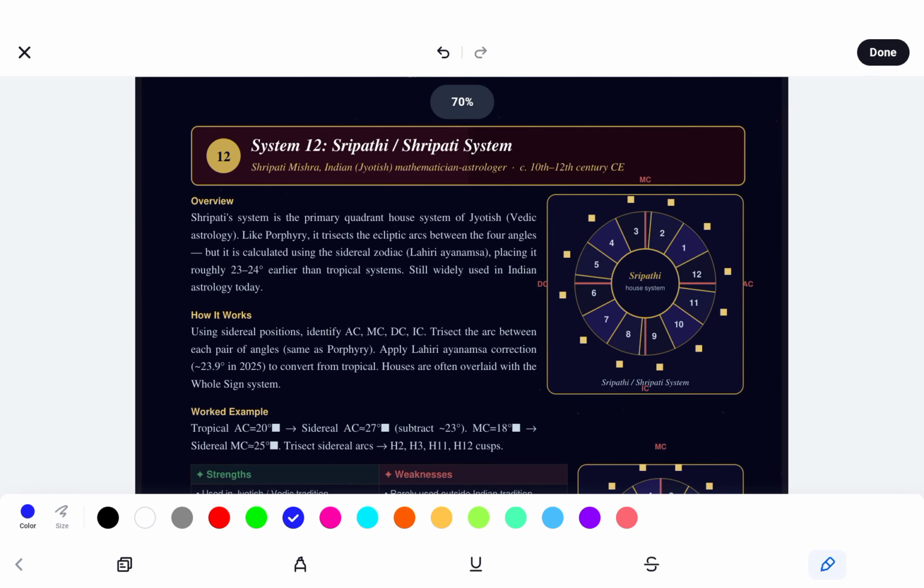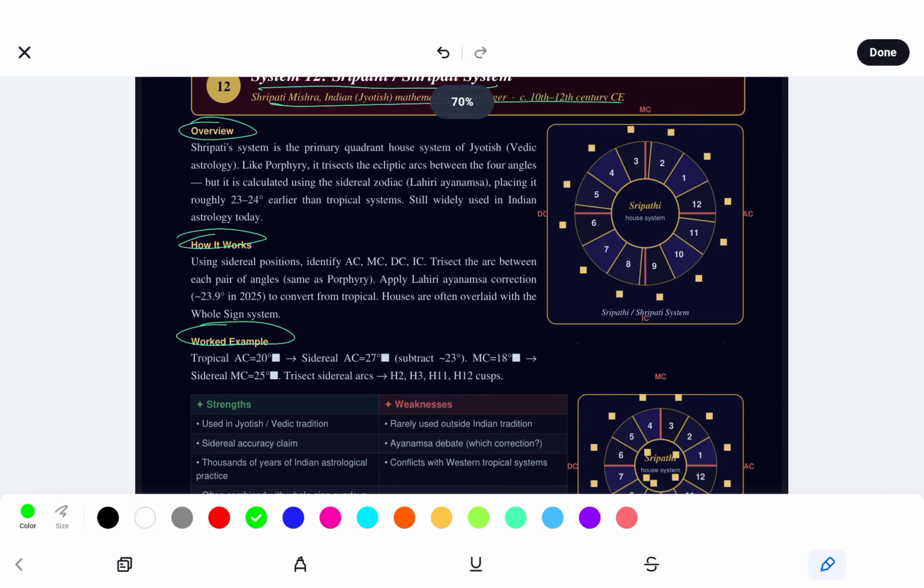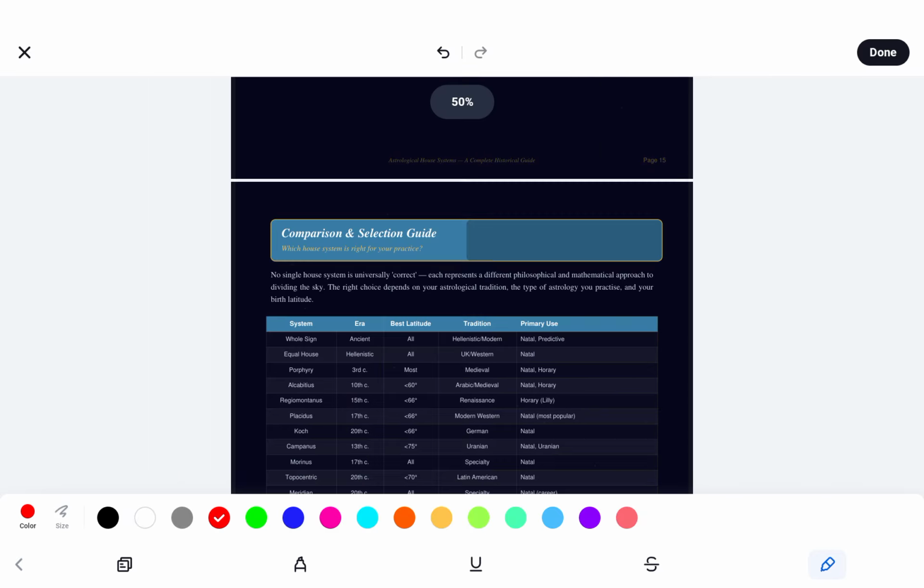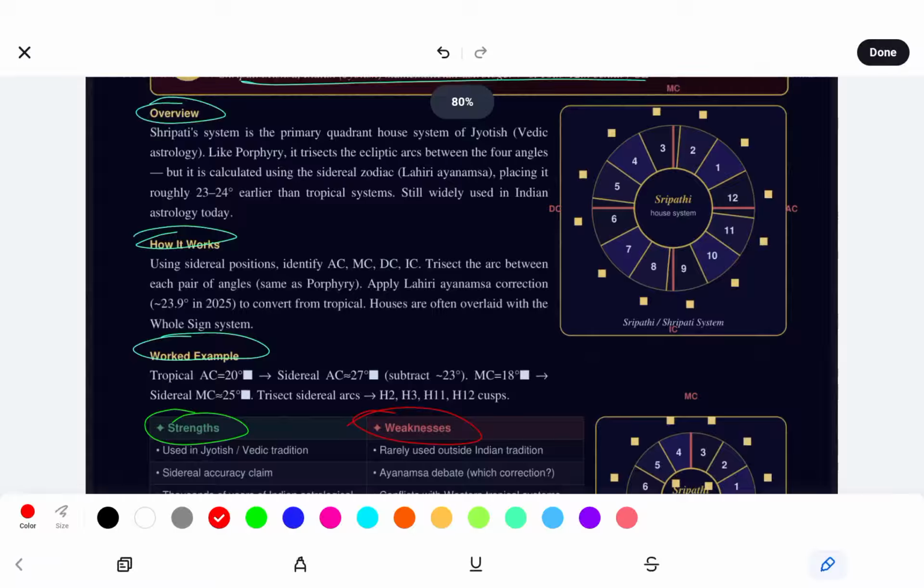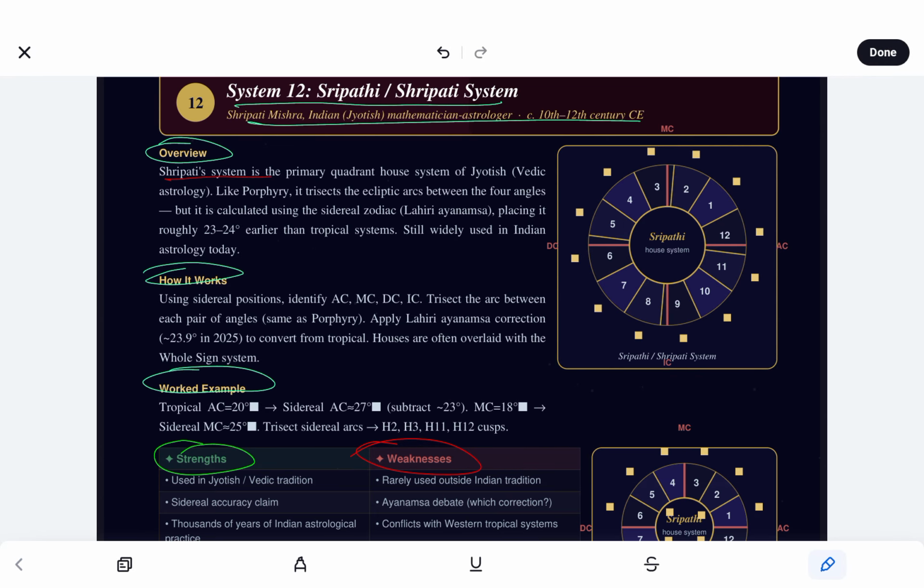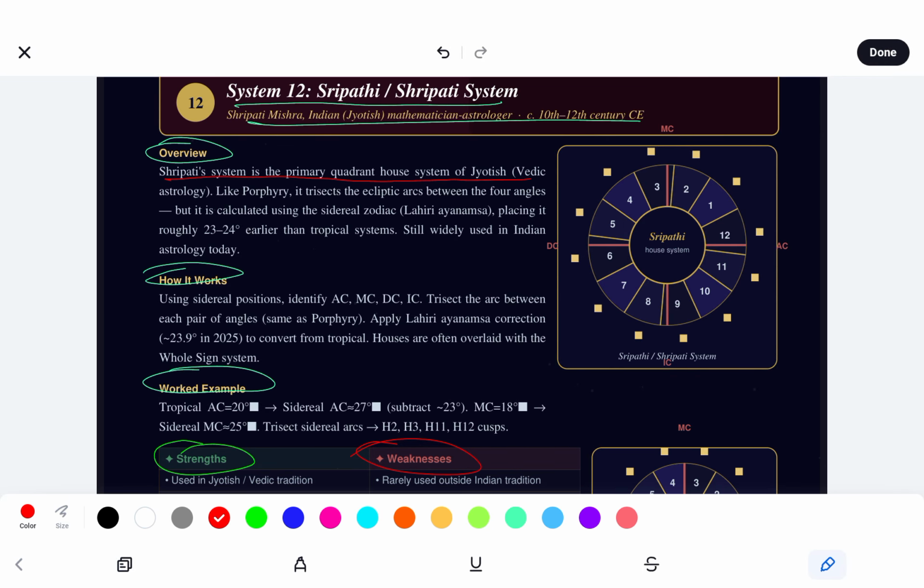Now we're looking at System 12, the Sripati system, Indian Jyotish mathematician astrologer. And we're also going to look at a comparison and selection guide. So we notice that the Sripati system is the primary quadrant house system of Jyotish.